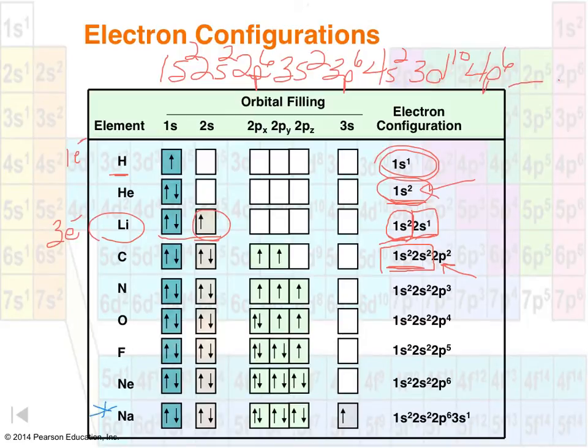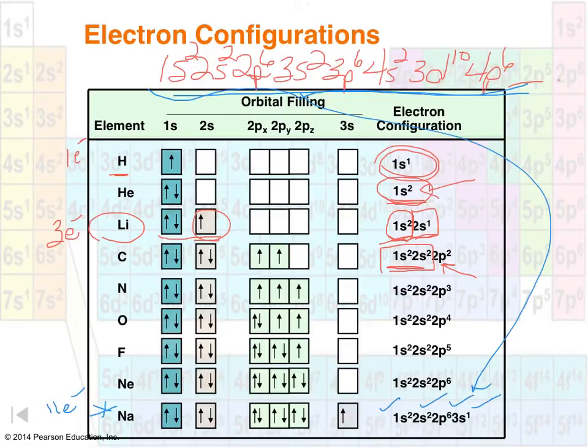Let's look at sodium. If you were to look in the periodic table to see how many electrons sodium has, it has 11 electrons. So we need to find an orbital to place each of those 11 electrons in. And we're simply going to look at this memorized list of orbitals and start filling. So we end up with 1s2, 2s2, 2p6, and 3s1.